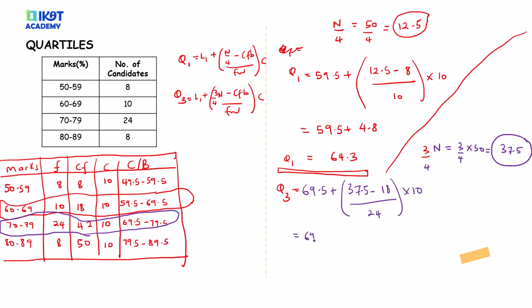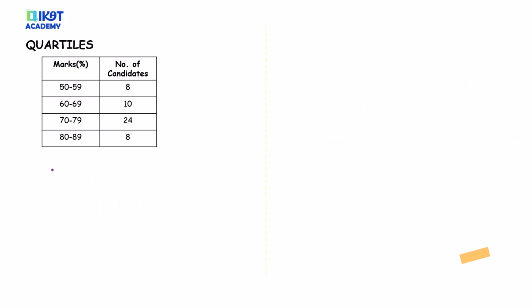So we have 69.5 plus, remember I told you that we have to break this down to reduce the room for making an error, out of 24 times 10. Preferably you first do this, then you add that. So we are going to get 77.625 as our Q3.